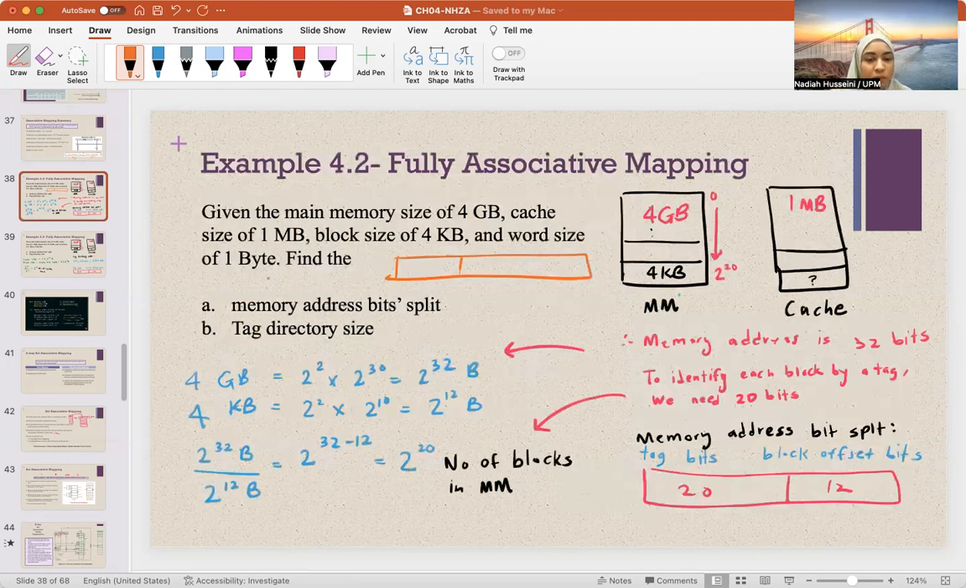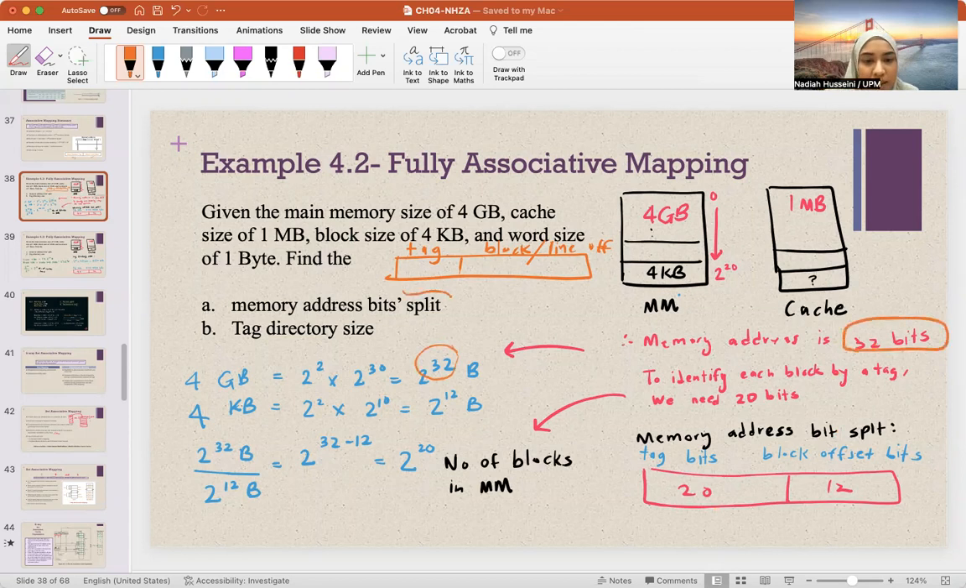So back to our question, we want to find the memory address bit split. Now we know that the format is going to be divided between tag and also block or line offset. So 4 GB is going to be 2 to the 2 times 2 to the 30. We have seen this one before. So it's 2 to the 32 bytes. Therefore, we know that our memory address has 32 bits.